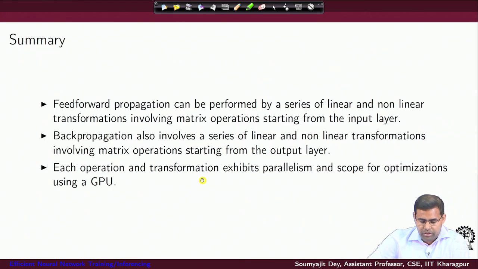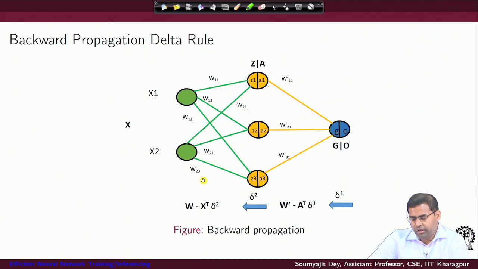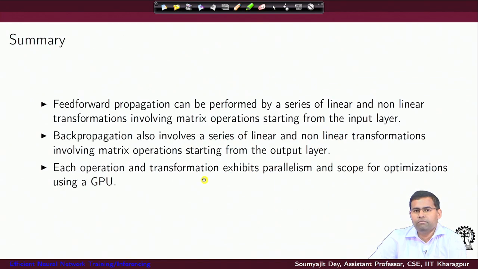Now, as you can see, these operations involve a significant amount of computation like transpose and matrix multiplication, things that parallel systems like GPUs are very good at doing. So, that is why we will see how GPU architectures can be exploited for doing all these computations.